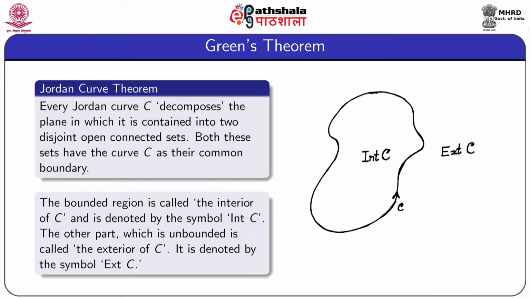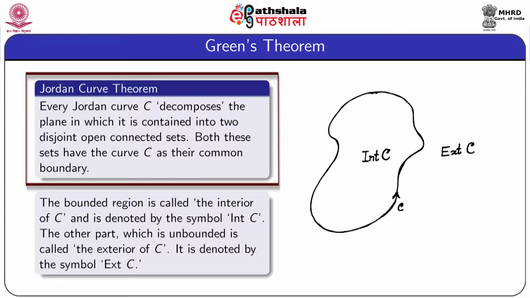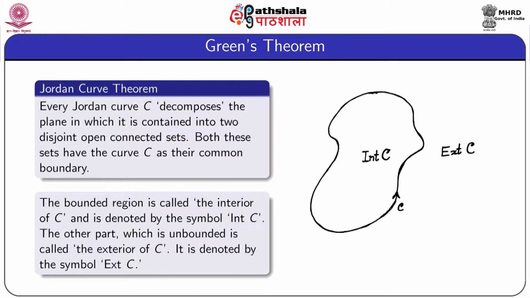Jordan curve theorem. Every Jordan curve C decomposes the plane in which it is contained into two disjoint open connected sets. Both these sets have the curve C as their common boundary. Looking at the adjacent picture, we can easily understand this. The region which is bounded by the curve C is called the interior of C and is denoted by the symbol interior C. The other part, which is unbounded but has C as its boundary, is called the exterior of C and it is denoted by the symbol exterior C.